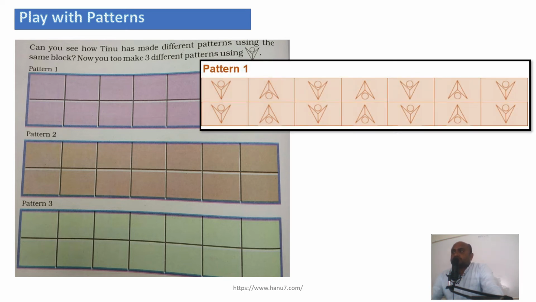So this is pattern 1. I got it. Actually I have not drawn it. I have copy pasted the image which is given in MS Paint. So I got these patterns neatly arranged. So it is not a big deal. You can draw it directly in your notes. Okay, so you can directly draw it like this by putting a circle, that is the head, and then you can put a V shape like this.